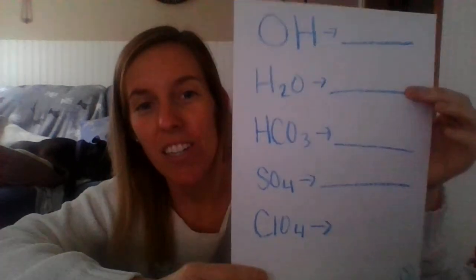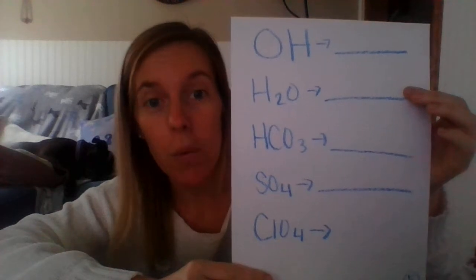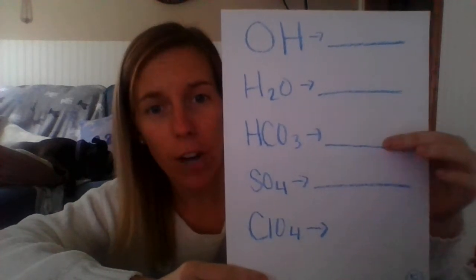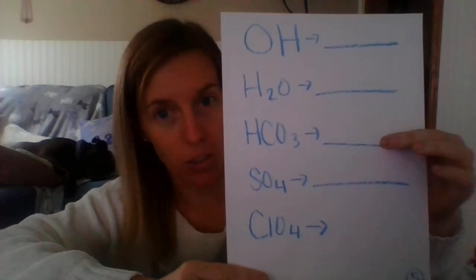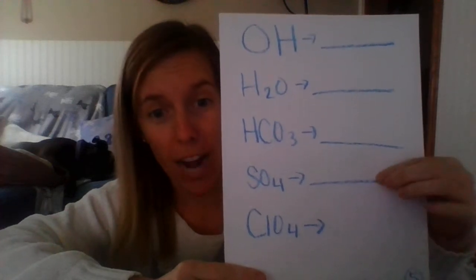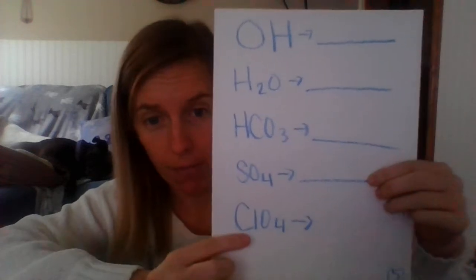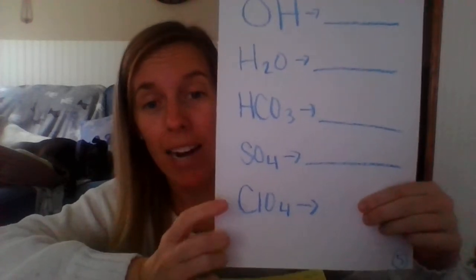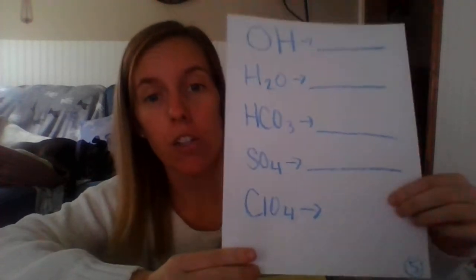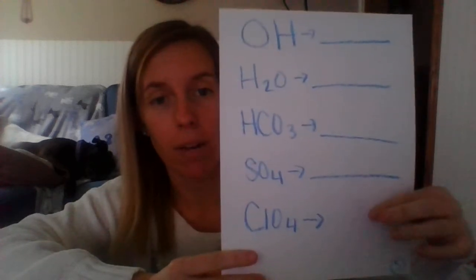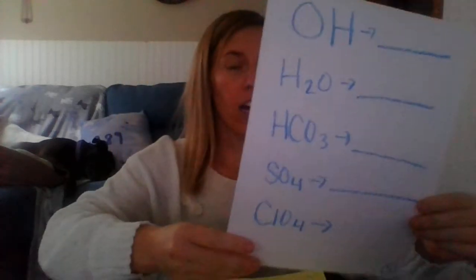Okay, so for H2O, you would have H3O. For HCO3, you would have H2CO3. For SO4, you would have HSO4. And for ClO4, you would have HClO4. So you would just add a hydrogen to those. I don't know why I didn't put a line, so I'm sorry. All right, and that would be how you find the acid to the base. So now you know how to create or identify conjugate pairs.